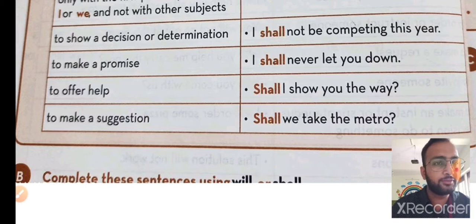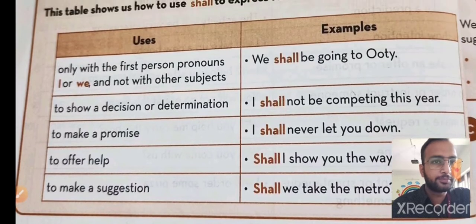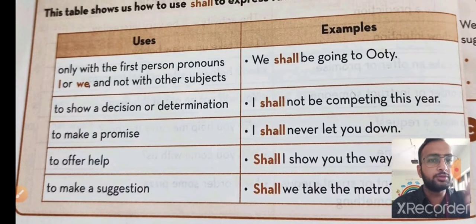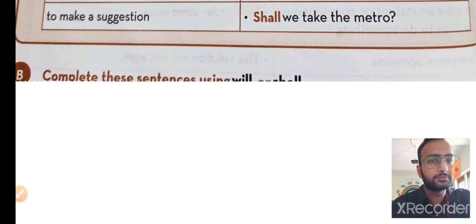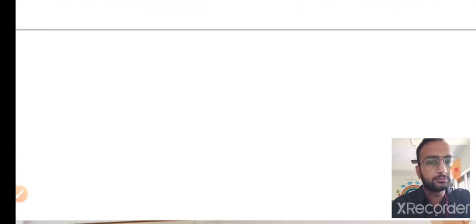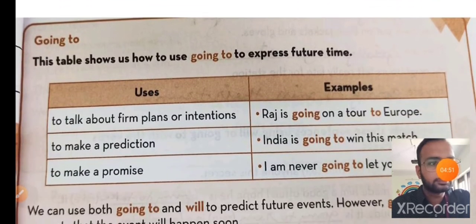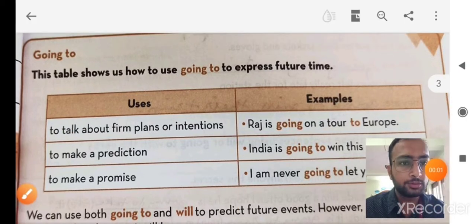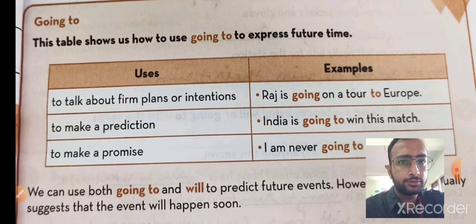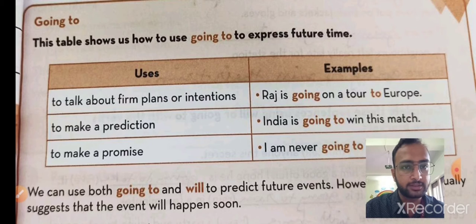So all the time the word shall should be used with first person pronouns, that you can see in the first para. So let us move further. That is, going to. This table shows how to use going to express future times, to talk about firm plans or intention.